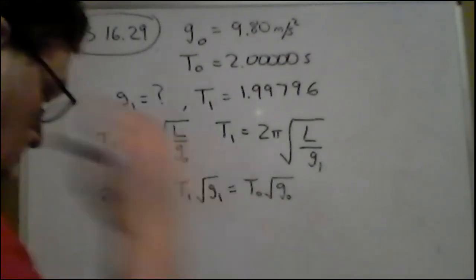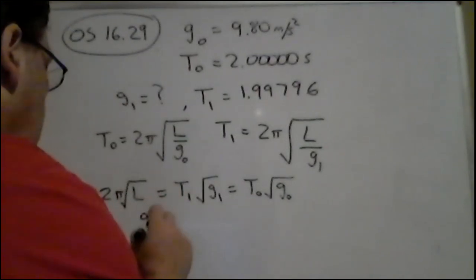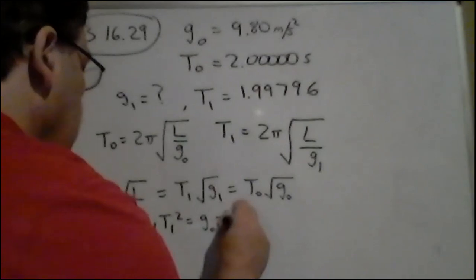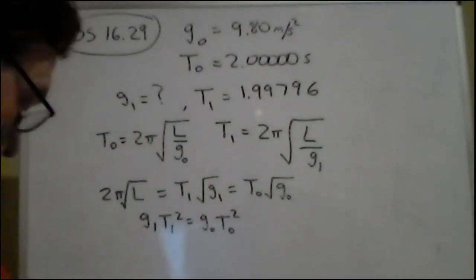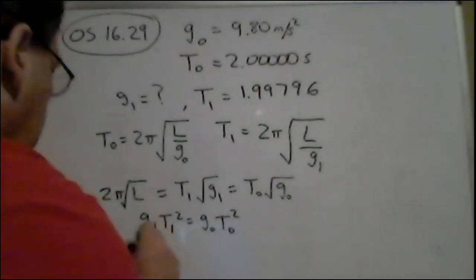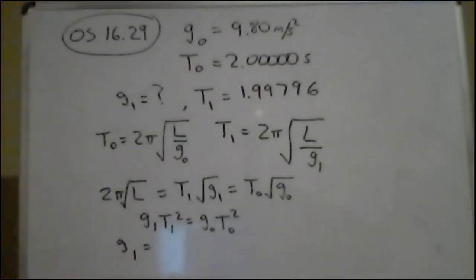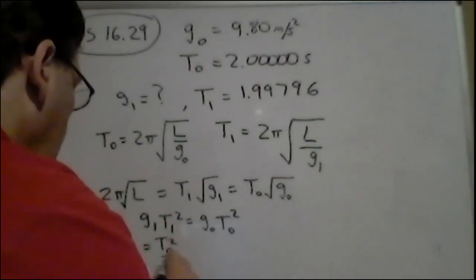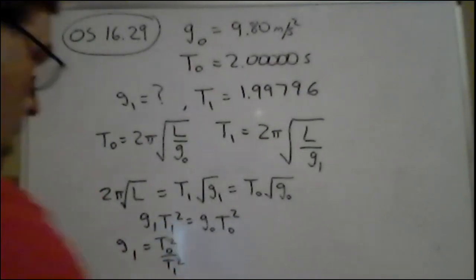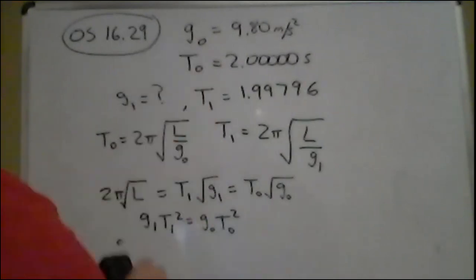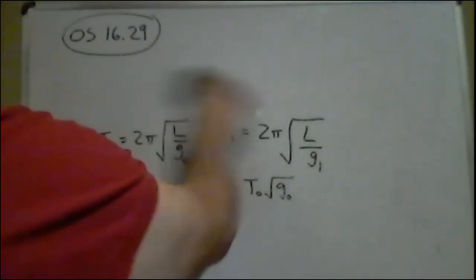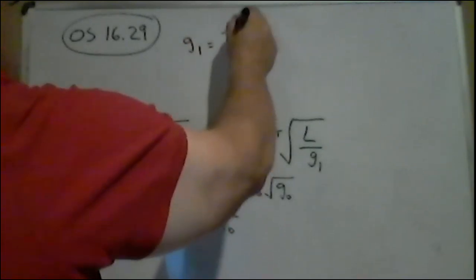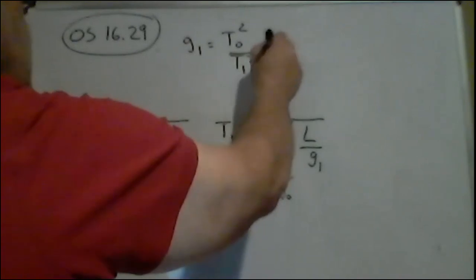Let's square both sides. So I get g1 T1 squared is g0 T0 squared. And I now just want to solve for g1. So g1 is equal to T0 squared over T1 squared times g0.